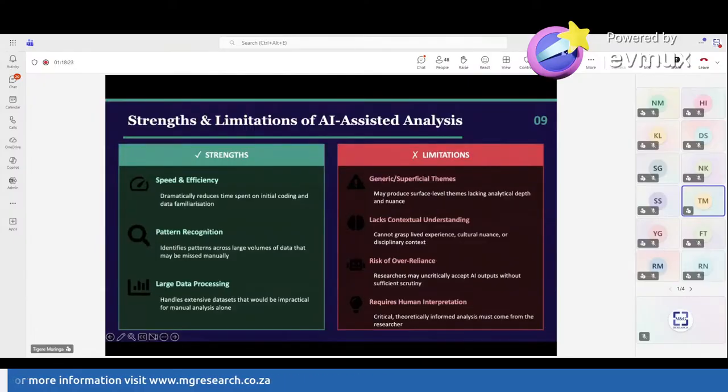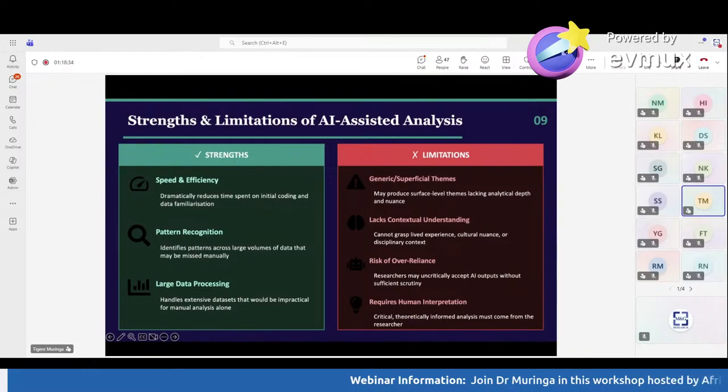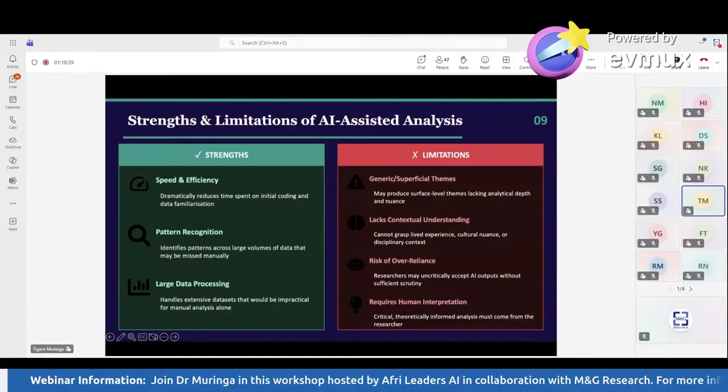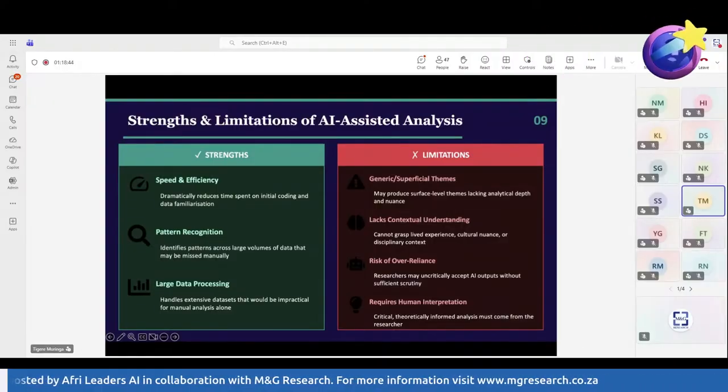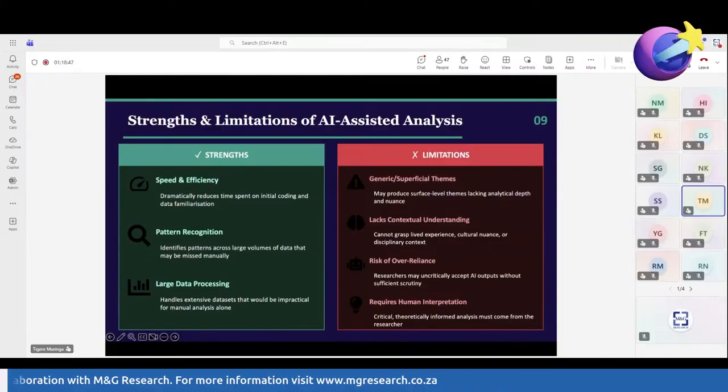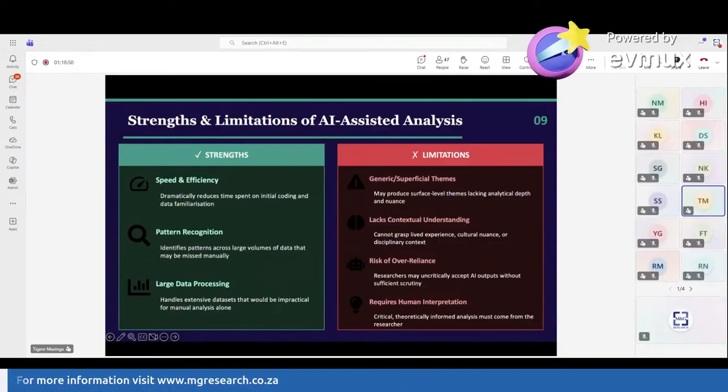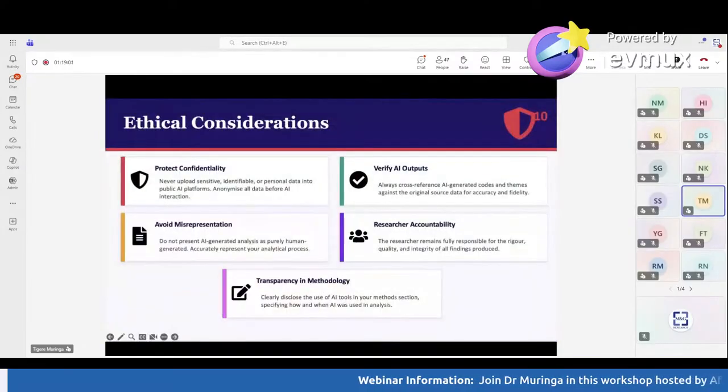Researchers may uncritically accept AI outputs, right, without sufficient scrutiny, which is one of the limitations that we find over time. Our masters and PhD and honors students, they are working against time, and more often than not, they will tend to just copy and paste without actually interrogating the outputs that have been generated with these platforms. So we said we require human interpretation, right? We say we need to be critical, we need to be theoretically informed, and analysis must come from the researcher, not be dependent on the platforms, right?